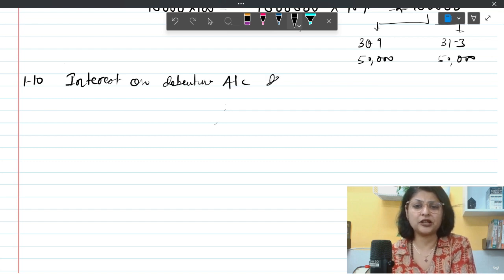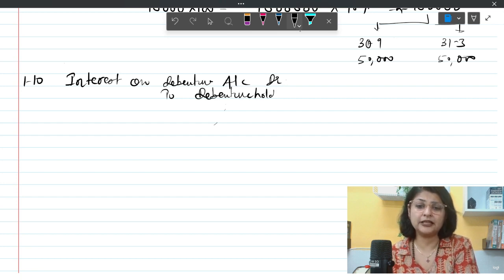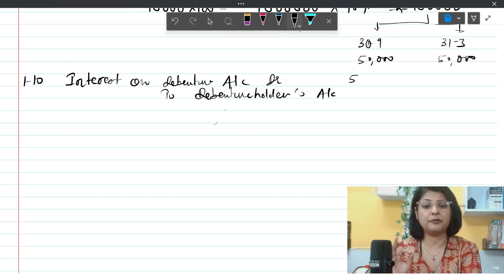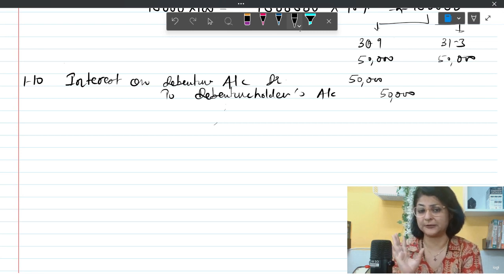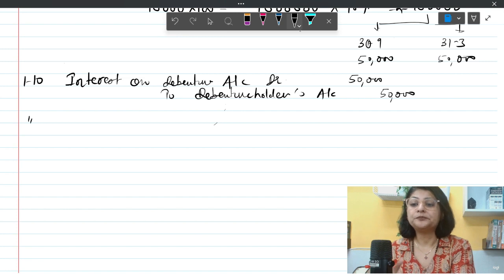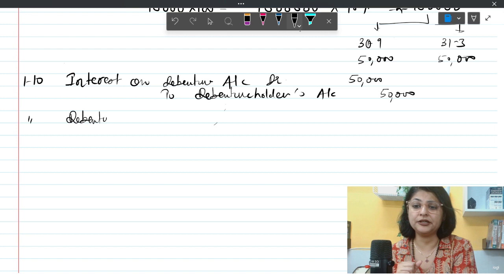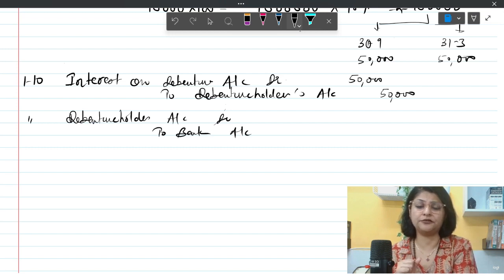Interest on debenture account debit to debenture holders. Why? Because we are creating a liability. We have to pay this amount of 50,000 rupees to the debenture holders. Now on the same date, if payment is made, the entry is going to be debenture holders account debit to cash or bank. Normally it is paid through bank only. So bank account 50,000 rupees.